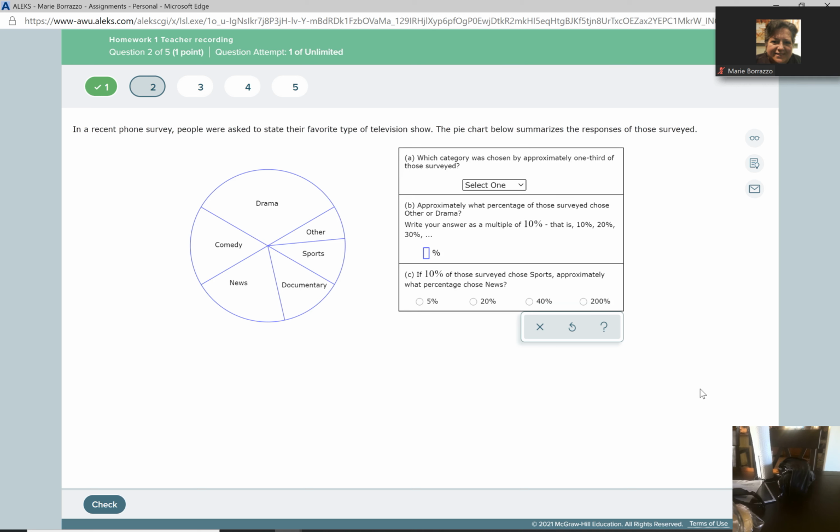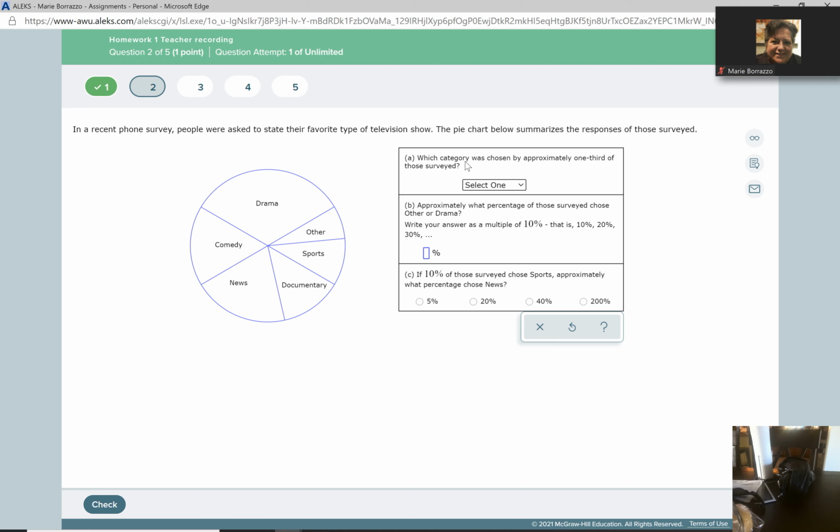Now in question number 2, in a recent phone survey, people were asked to state their favorite type of television show. So they're referring to categories such as drama, comedy, news, other, sports, and documentary. It says the pie chart below summarizes the responses of those surveyed. So I want you to think of a pie chart, and I want you to break it up into quarters, so that'll help you assess these values. And some of these are a little tricky. I very well may get some of these percentages wrong, because you're trying to guesstimate, right?